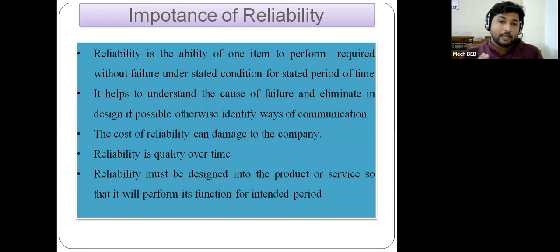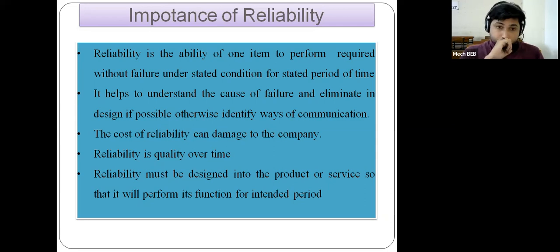So reliability is quality over time. Once you complete the task, that is not reliability. Or if the standards are matched for one time period, that is not reliability. That particular product must maintain the same standards of functionality over a long time period. So that is nothing but reliability. Reliability is quality over time.